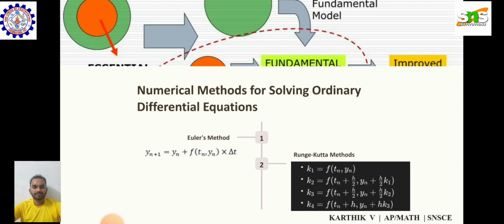Next one, Runge-Kutta method. The Runge-Kutta method is a numerical technique used for solving ODE numerically. How does the Runge-Kutta method work? It also starts with an initial condition y of t naught equal to y naught, where t naught is the initial time. Next, we have to choose a step size, that is del t. Third, iteratively approximate the solution at each step. First, calculate the slopes k1, k2, k3 and k4 using the following formulas. K1 equal to f of tn comma yn, k2 equal to f of tn plus h by 2 comma yn plus h by 2 k1, as well as k3 and k4.